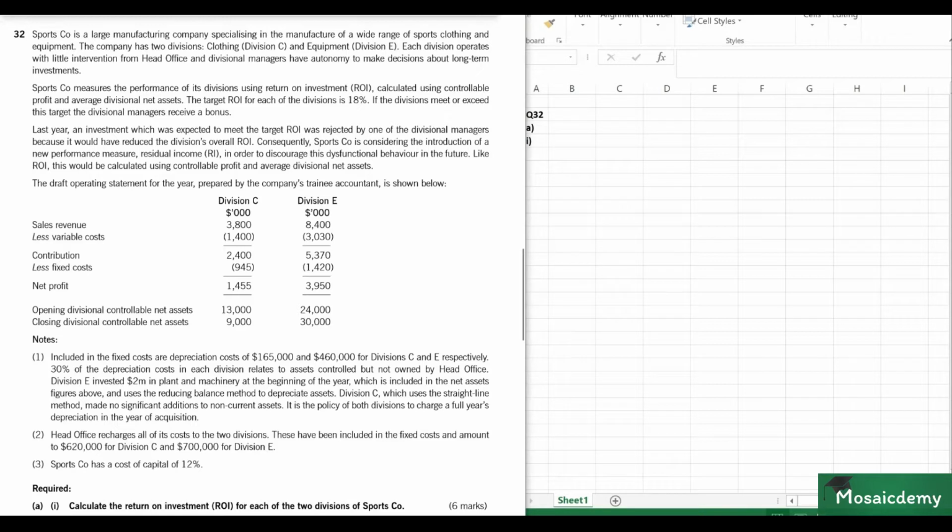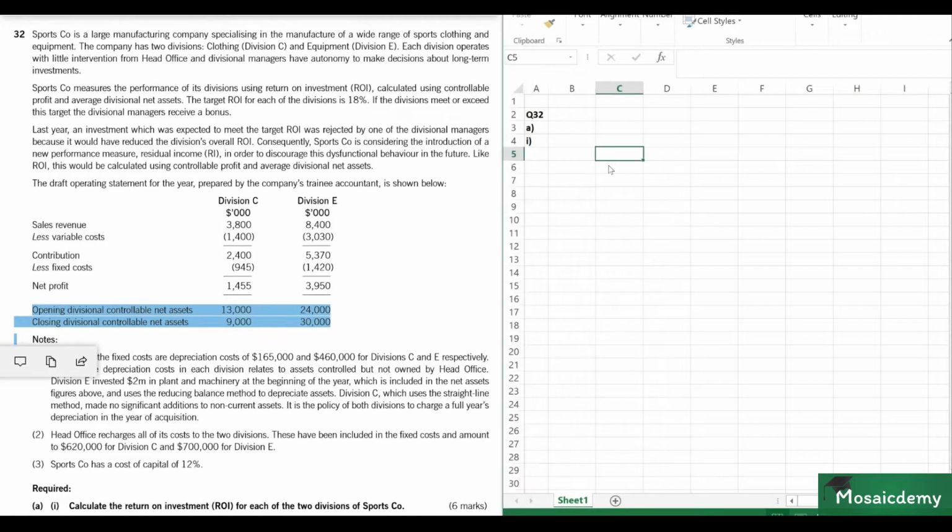Okay, so the top was more focused on the analysis, but it did tell us how to calculate the ROI based on controllable profit and average divisional net assets. Okay, so average divisional net assets, that's a simpler calculation. We just have the numbers given here, so let's calculate that, then we'll make space for the controllable profit. So we have the opening net assets, we have the closing net assets, and we have the average net assets.